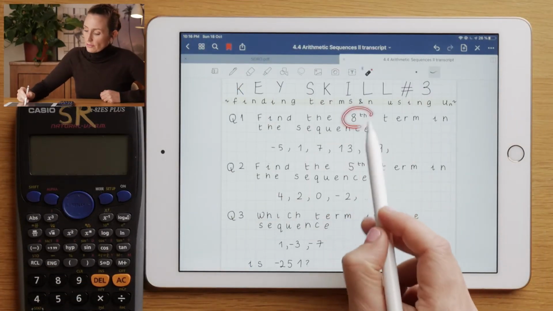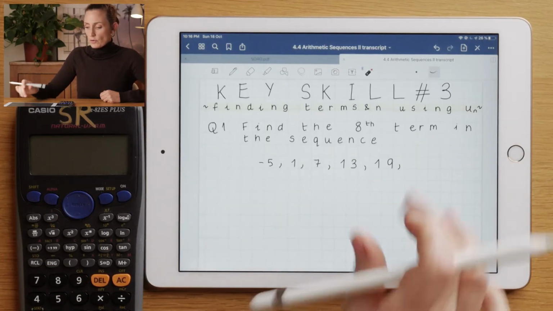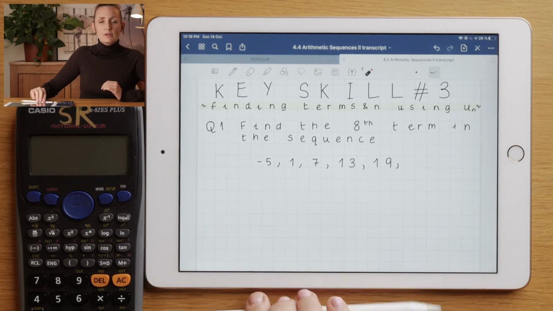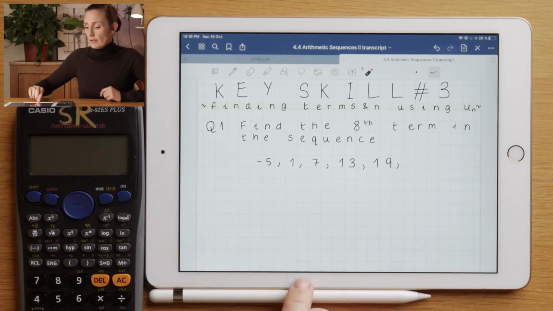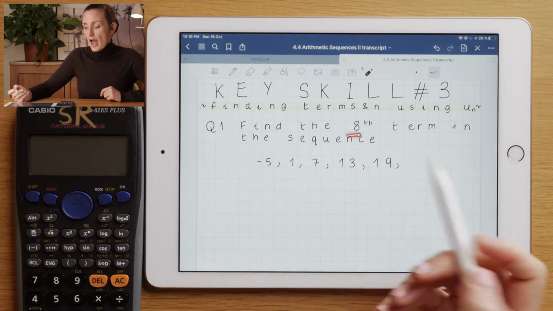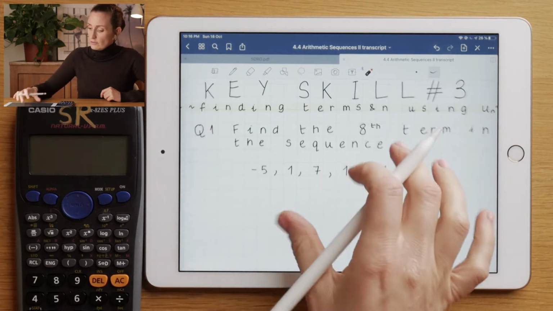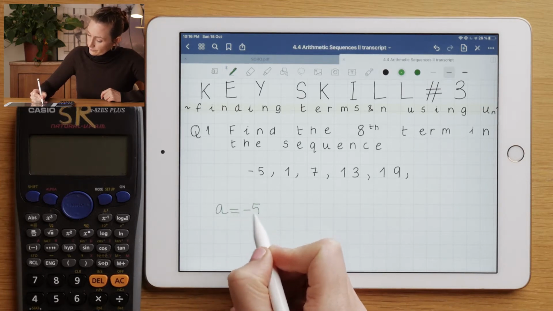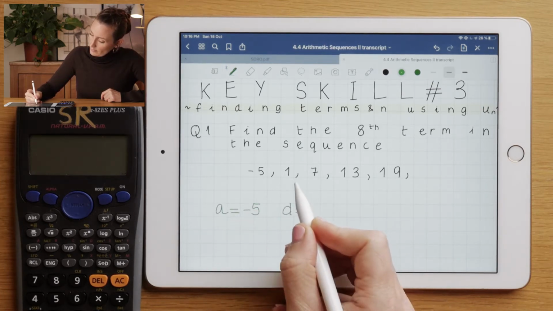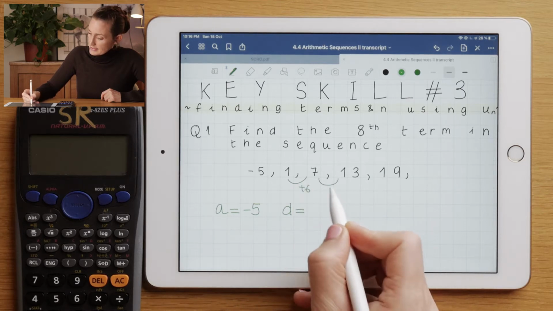In Key Skill 3, we're going to be looking at how we can use our nth term formula. In question 1, we've been asked to find the 8th term in the sequence. Your nth term formula is really useful if you're asked to find a specific term in the sequence. You've been given the term number, in this case the term number is 8, and you want to find the term. So you start by writing down your A and your D. You can see that each time here we're adding 6.